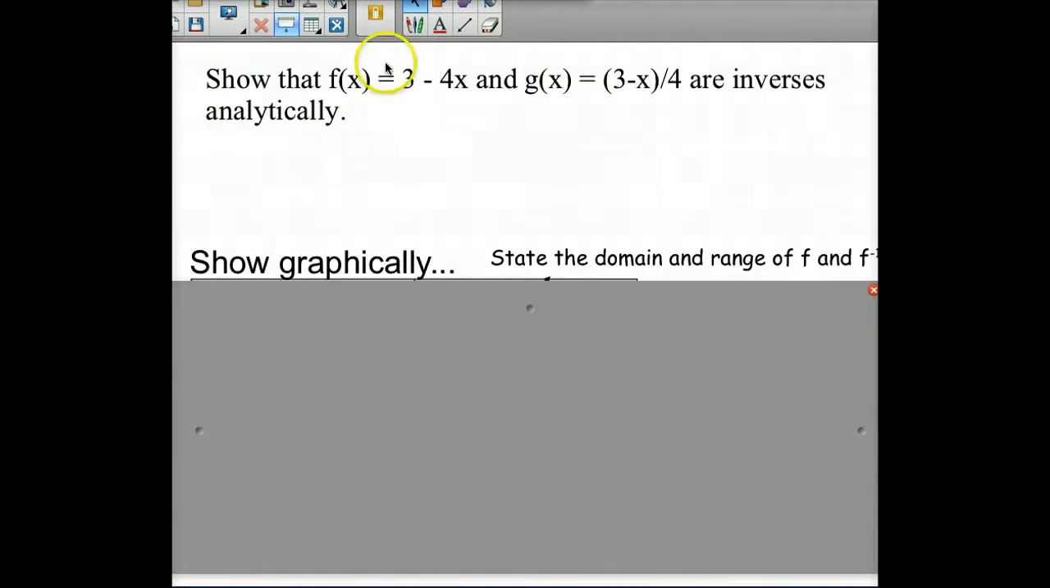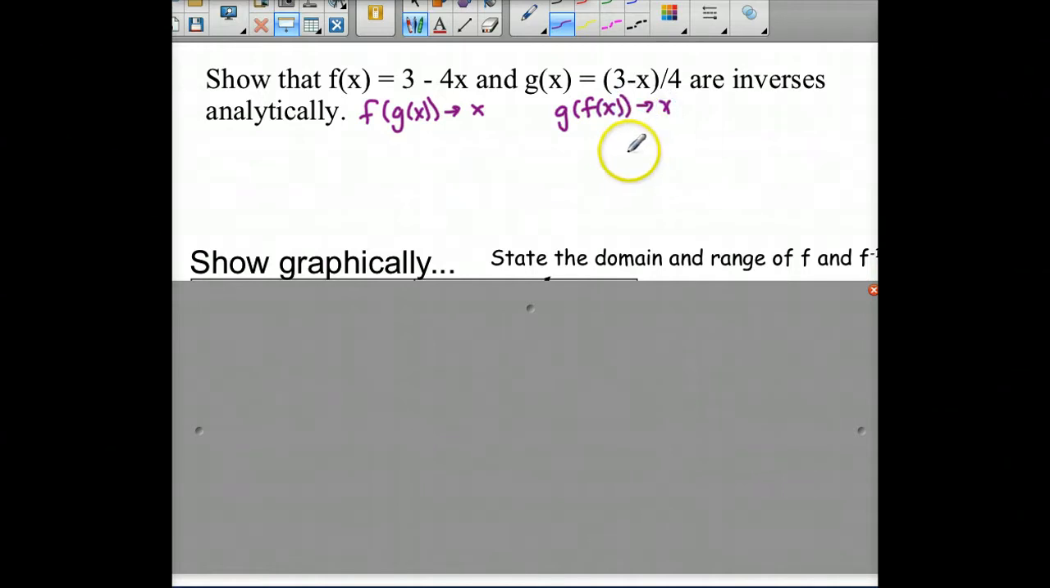So let's do that. Show that f of x equals 3 minus 4x and g of x equals the quantity 3 minus x all divided by 4 are inverses, and we're going to show it analytically. So that means we're going to do f of g of x, and what should we get? We hope we get x. And then we're going to do g of f of x, and we hope we get x. That's how we show or verify that they are inverses of each other.